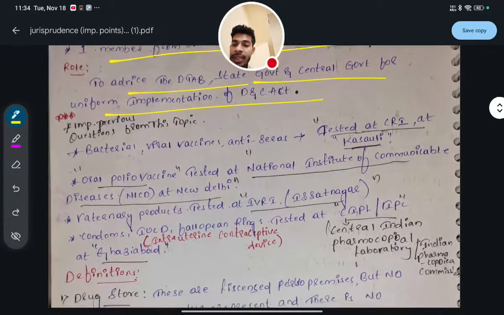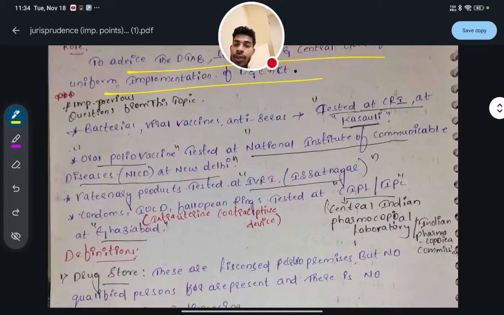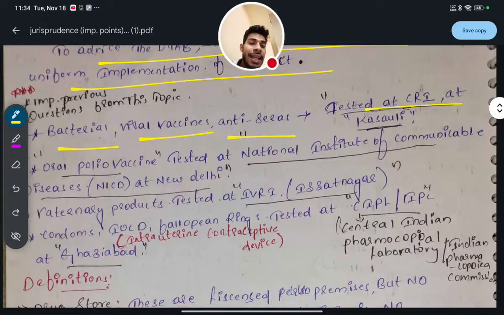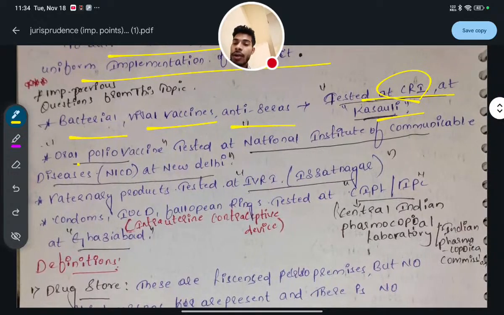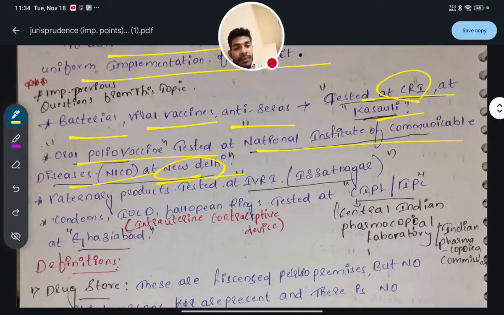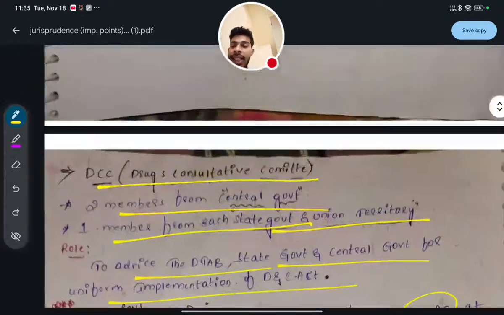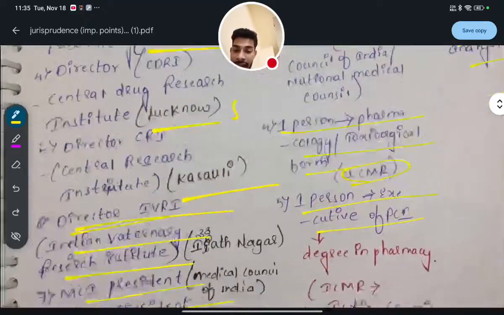So an important previous year question from this topic: bacterial, viral and antisera vaccines are tested at CRI, Central Research Institute, Kasauli. Next, oral polio vaccine is tested at the National Institute of Communicable Diseases, NICD, in New Delhi. Next, veterinary products are tested at IVRI, the Indian Veterinary Research Institute. Already I told you a few minutes ago.